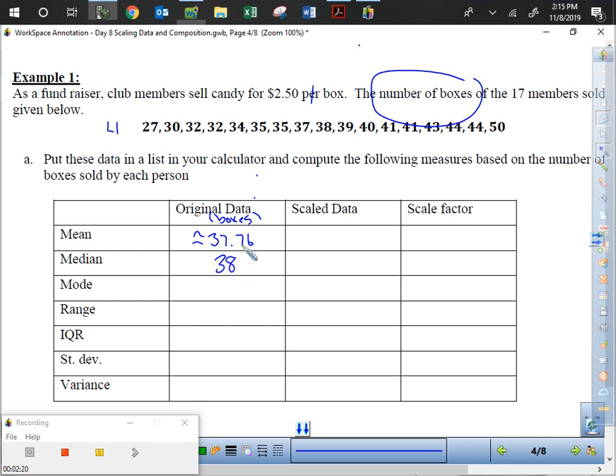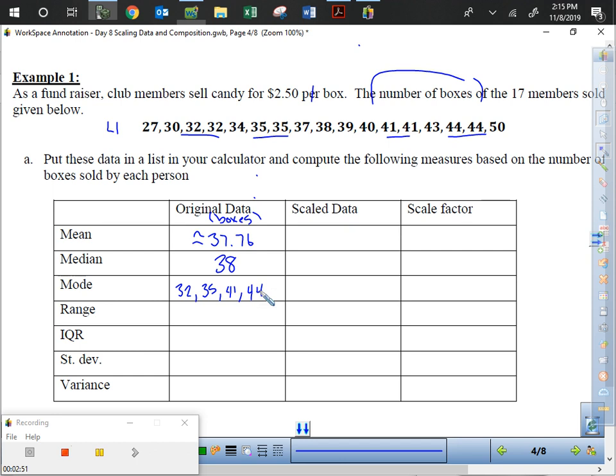Remember, mode isn't in our calculator, we just see it from our original. We're looking for the most frequently occurring number. Okay, so it looks like we've got doubles of a few here: 32, 35, 41, and 44. That means we have multiple modes. We just list them all. Now, if every single number appears 2 times, we're not going to say there are multiple modes for that. There would be no mode. So we've got 32, 35, 41, and 44 there.